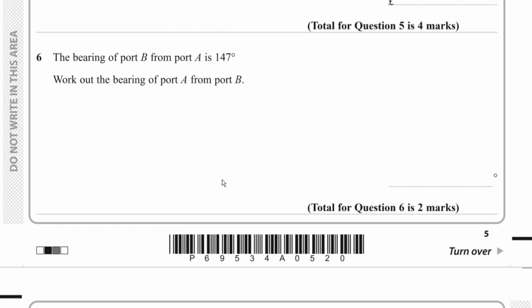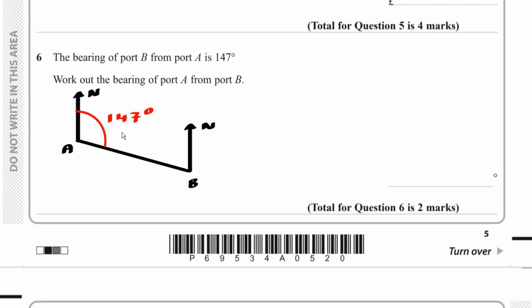Question number 6. The bearing of port B from port A is 147 degrees. Work out the bearing of port A from port B. We can do this by creating a diagram. Here we've got A and B, and we've got our north lines. The bearing of port B from port A is 147 degrees.